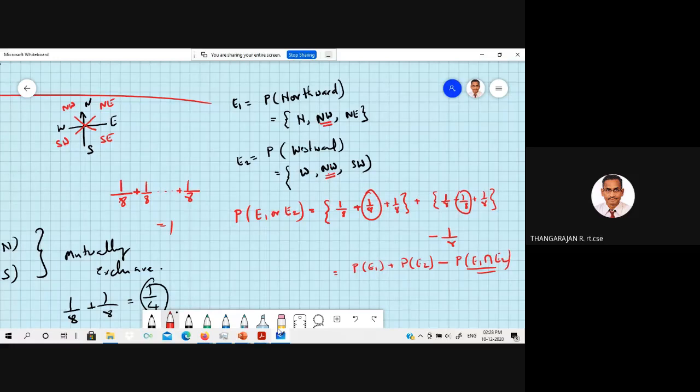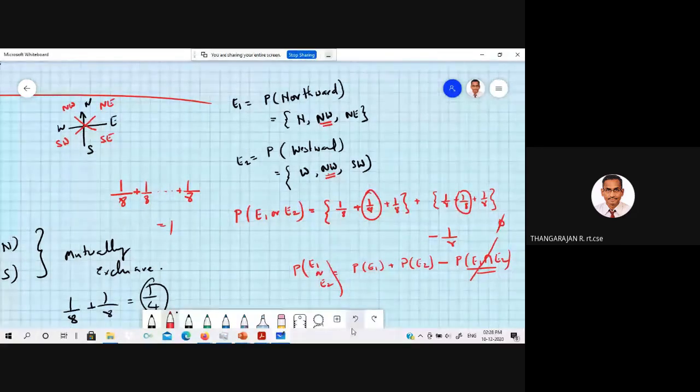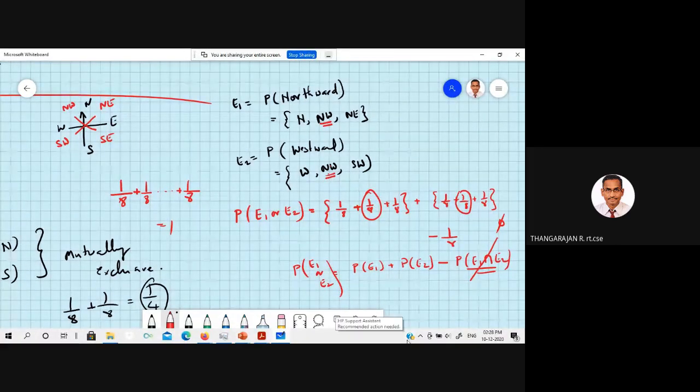So this is the general formula for probability of E1 or E2. If E1 and E2 are mutually exclusive, then this term is empty. If this is empty, then that's the previous formula, P of E1 plus P of E2. So this is what you have to keep in mind.